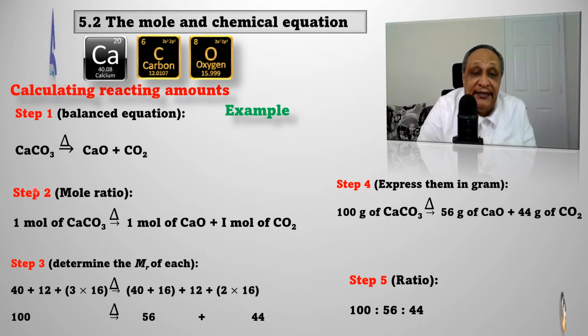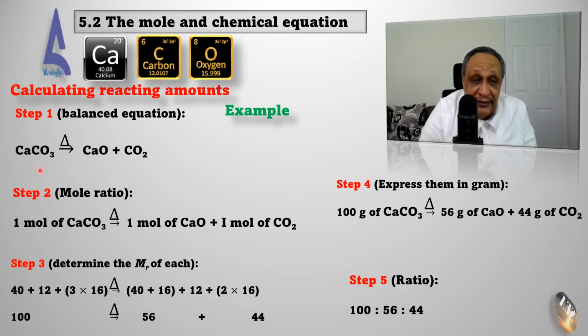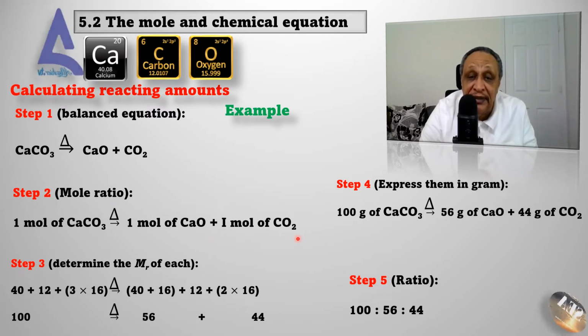In step 2, we are going to see the mole ratio. So 1 mole of calcium carbonate will give me 1 mole of calcium oxide plus 1 mole of carbon dioxide. So this is the mole ratio.